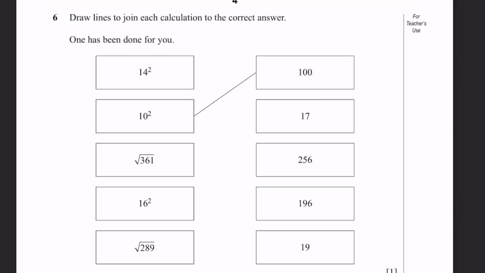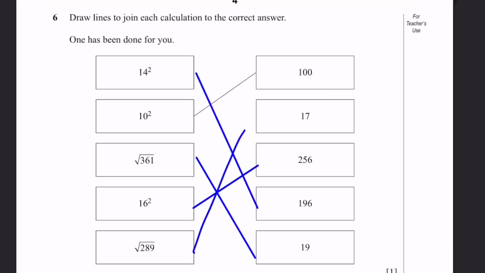Question 6. Draw lines to join each calculation to the correct answer. One has been done for you. So now 14 squared is 196. 10 squared is 100. The root of 361 is 19. 16 squared is 256. The root of 289 is 17.